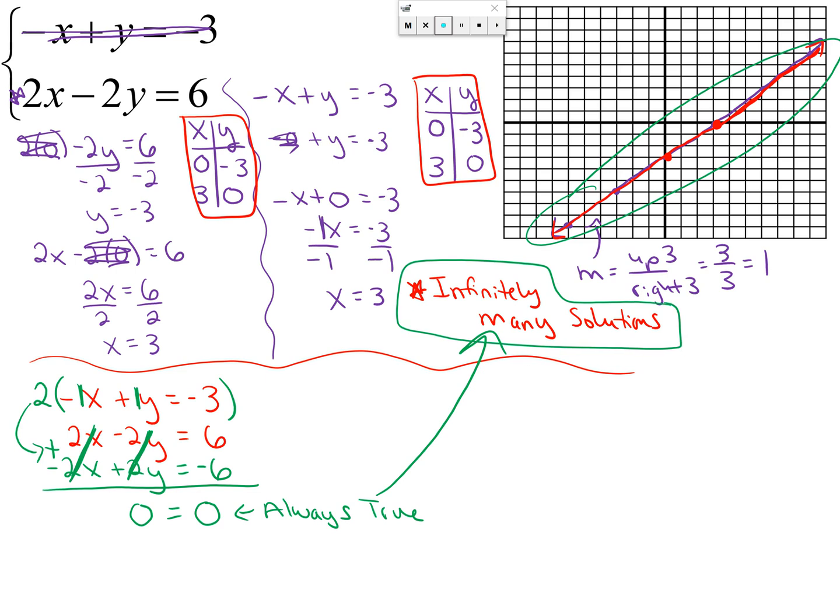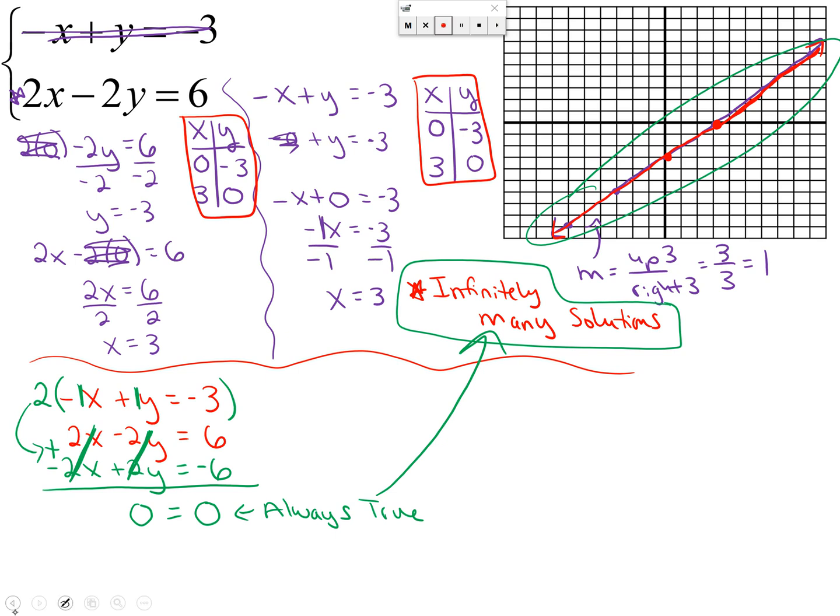It was infinitely many solutions. 0 equals 0, that's always true. So I have an infinite amount of possibilities that I could substitute in for x and y. Any ordered pair on that line, and it keeps going on forever and ever. That's what the arrows mean on the end.